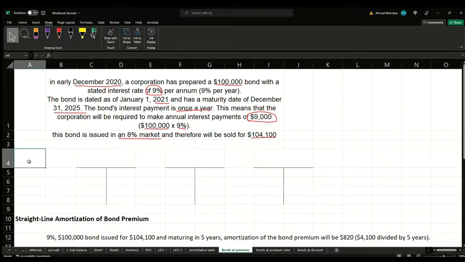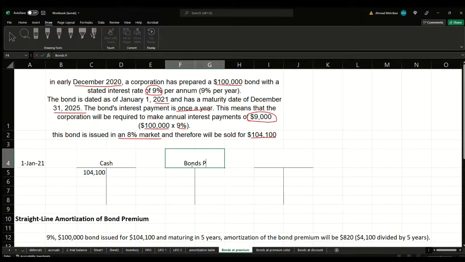On the very first day of the issuance, January 1st, 2021, on the date of the issuance, we are going to record cash, because we're issuing this bond in exchange for this cash. So $104,100. We're going to enter bonds payable because we bear the liability to pay back this bond's value, and that is 100,000 because that's the original value of our bonds payable.